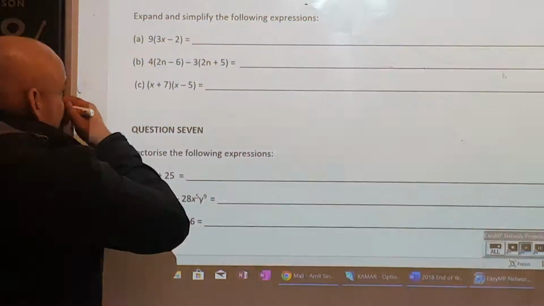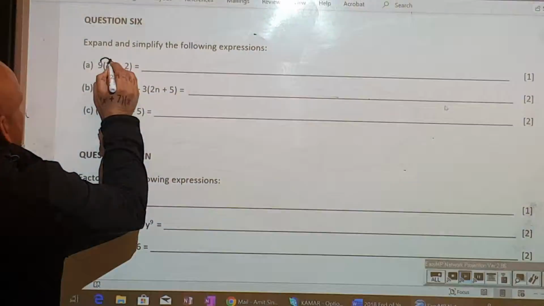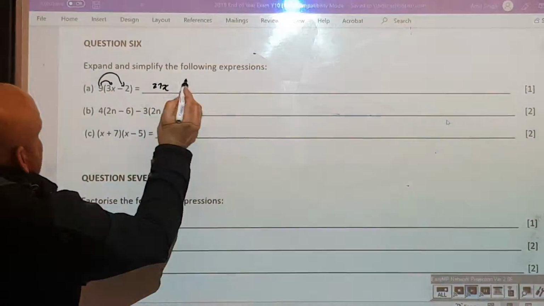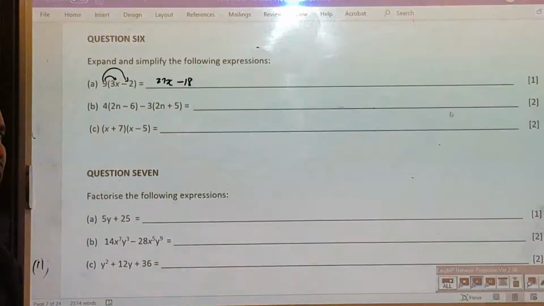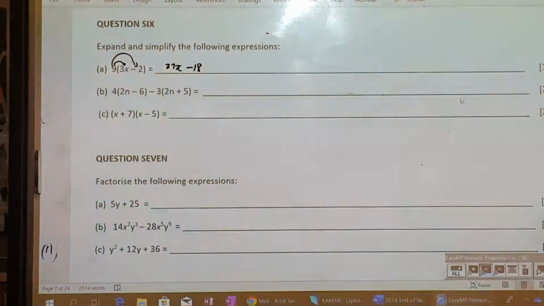9, and there's a bracket 3x minus 2. So we remove the bracket by multiplying. 9 times 3x is 27x. And 9 times negative 2 is negative 18. So that's my answer: 27x minus 18.